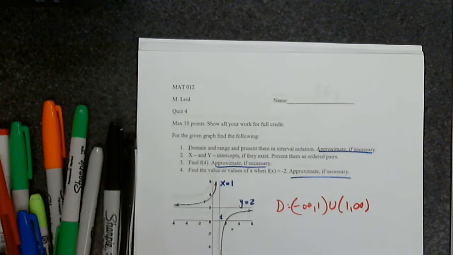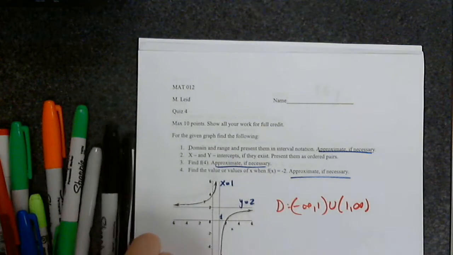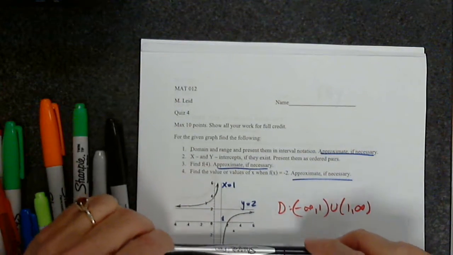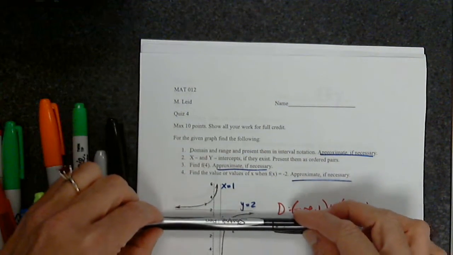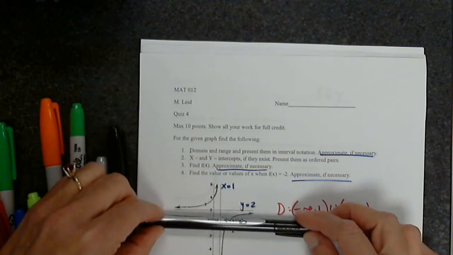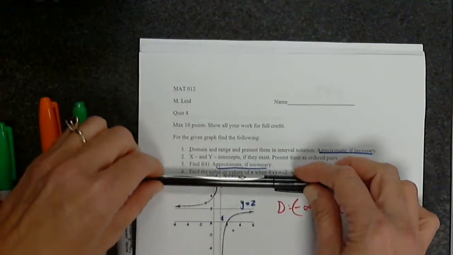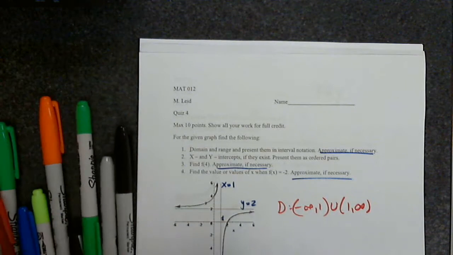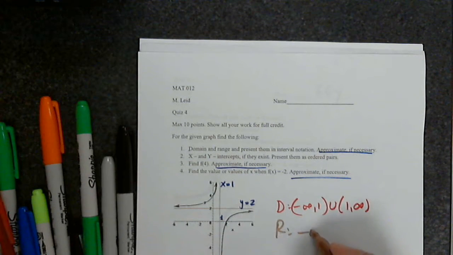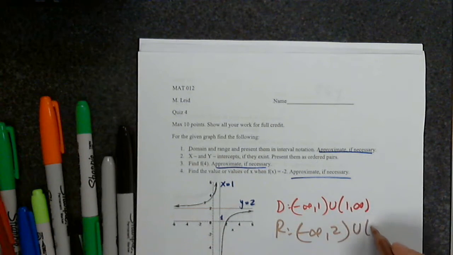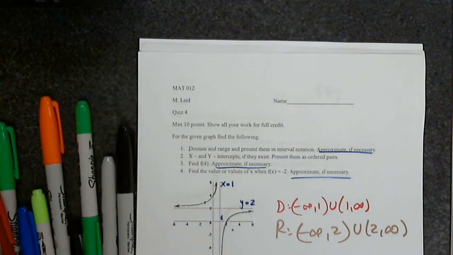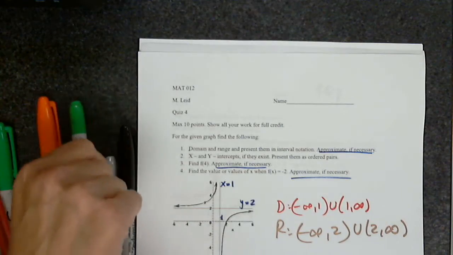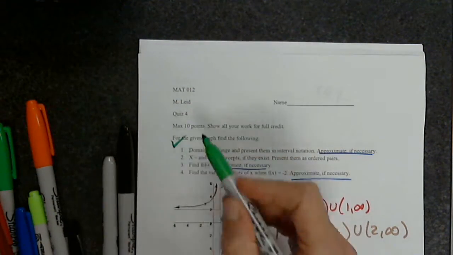Okay, part number 2, range. So in the same one, if I draw horizontal lines, I see that all horizontal lines will cross the graph except at 2, which tells me that the range of this function is negative infinity to 2 union 2 to infinity. Acceptable so far? Okay. So then this answers part 1.